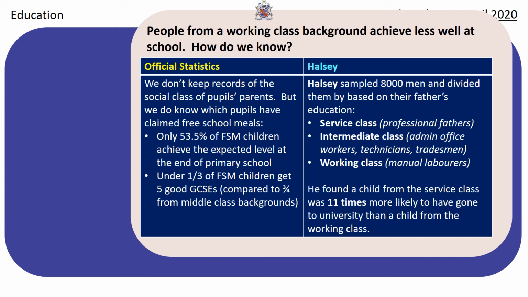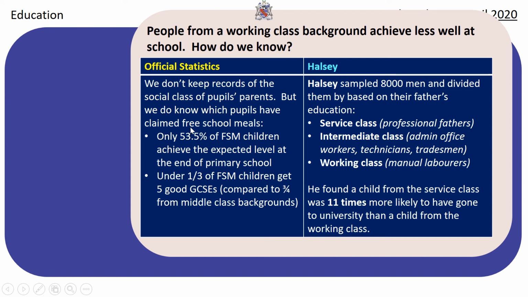But we can compare data on free school meals with assessment data, and we get results like these. Only 53.5% of students entitled to free school meals achieve the expected level at the end of primary school. And under a third of children on free school meals get 5 good GCSEs at the end of year 11, whereas it's 3/4 amongst people from better off backgrounds. So that data gives you an idea that students on free school meals don't attain as well as students who are not.